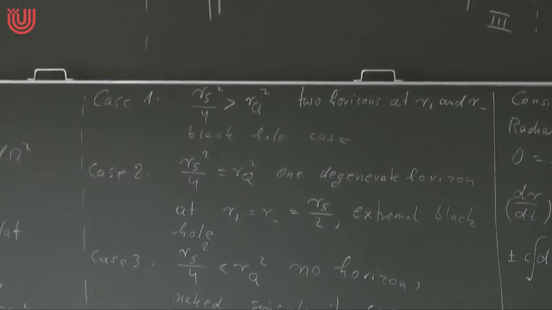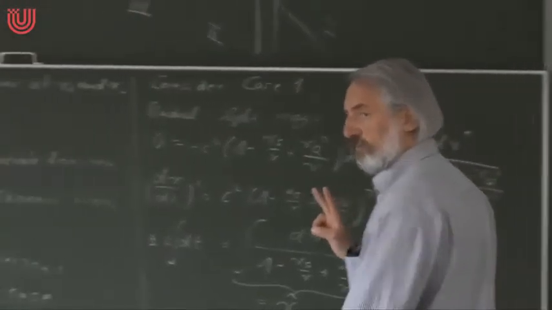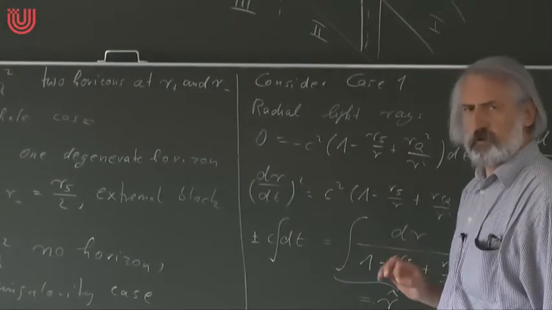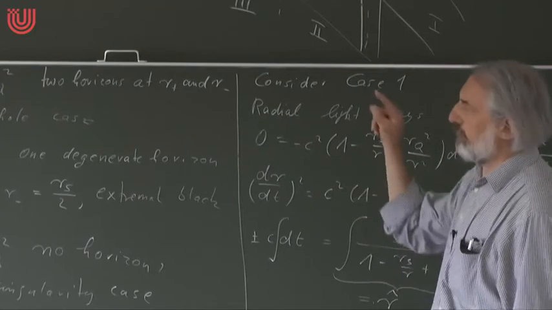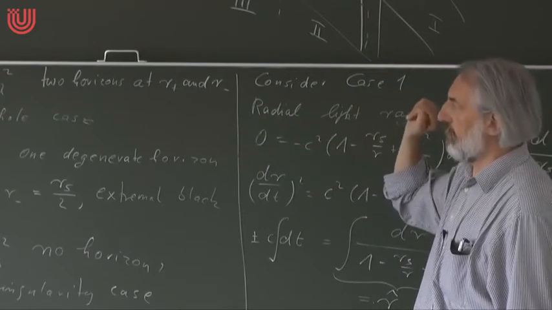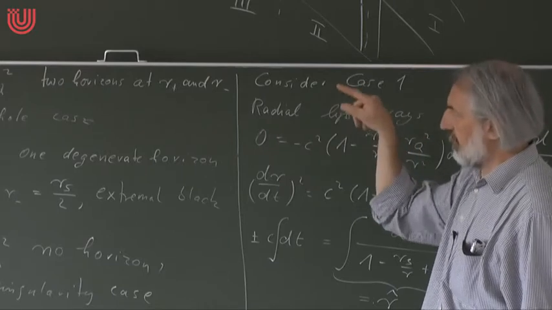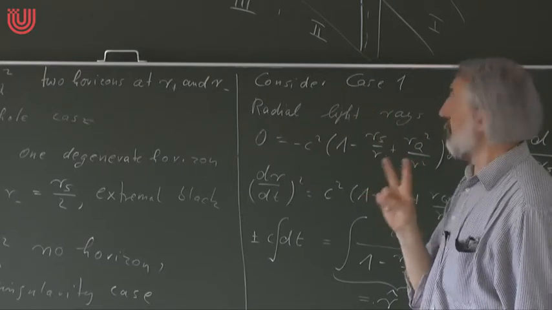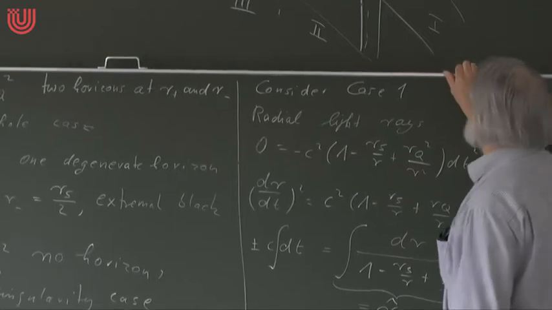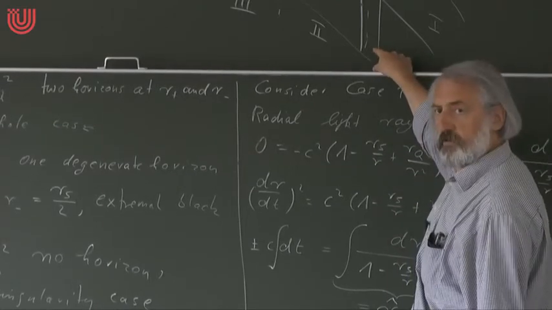Maybe I should say one or two words about the comparison to the Kotler case. Also in the Kotler case, we had two horizons, you remember? For a particular interval for lambda, namely if lambda is between 0 and this value which I call lambda c, the critical value. For lambdas in this interval, we also had two horizons, but they were of a different character. Here, the outer one is a black hole horizon.